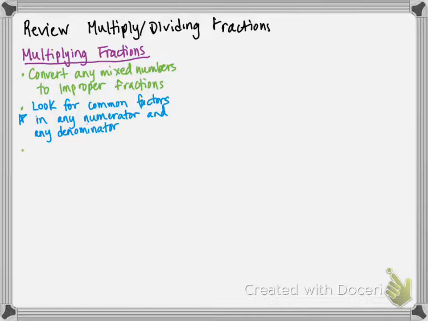And then you're going to multiply straight across. If you didn't simplify in that second step, you got to do it here at the end. Simplify if possible. Now, the only time you have to change your answer to a mixed number is if you are talking about a real-world problem, a measurement of some sort, okay?